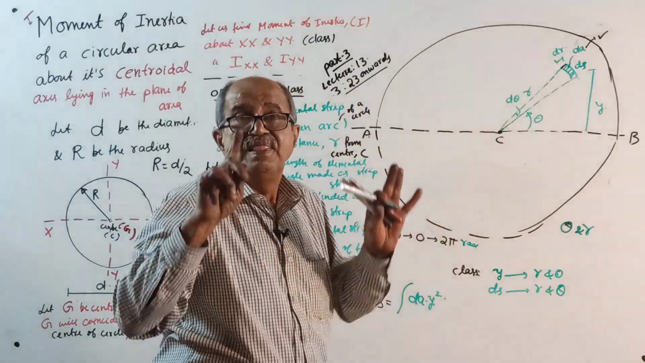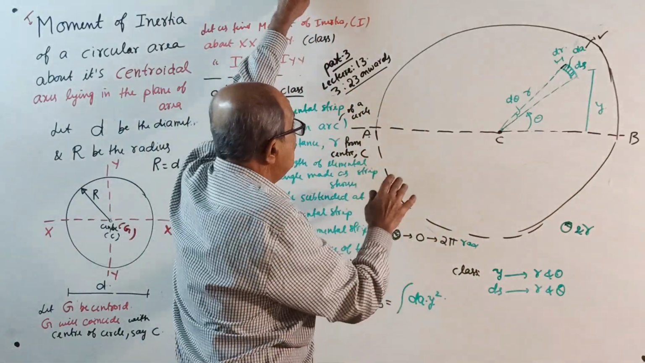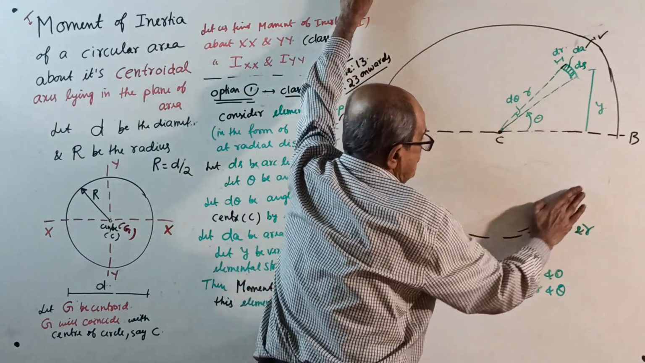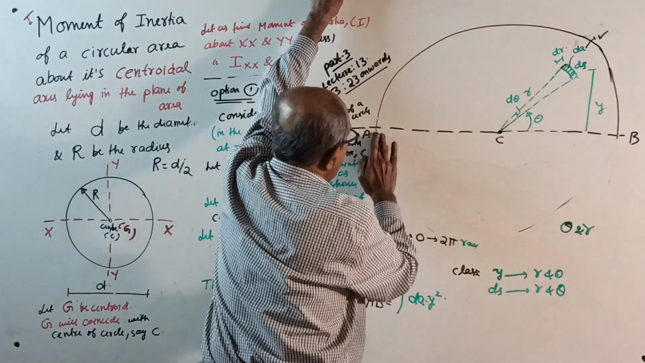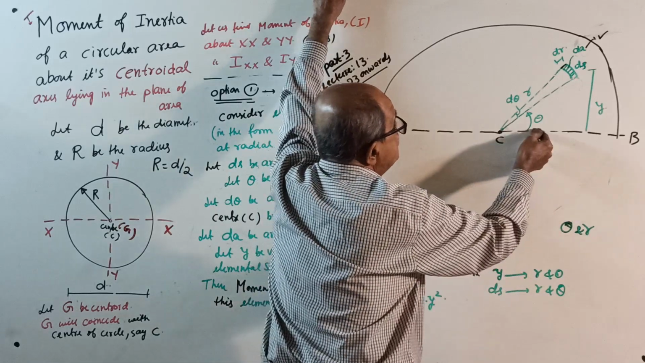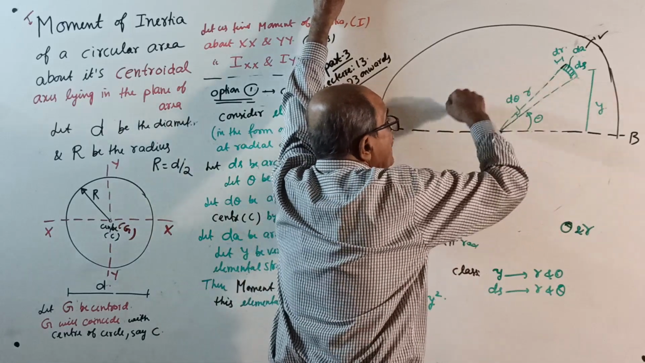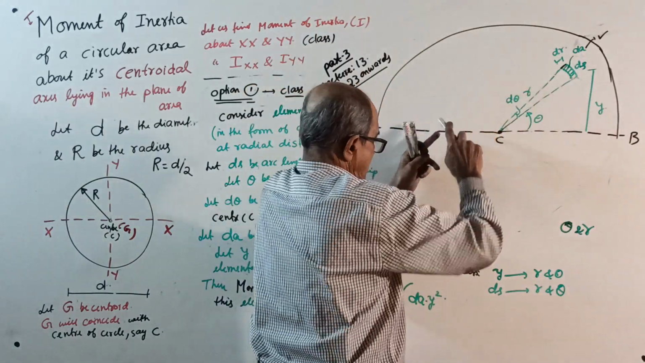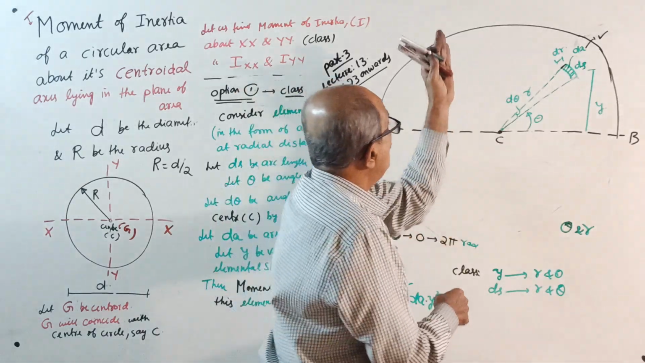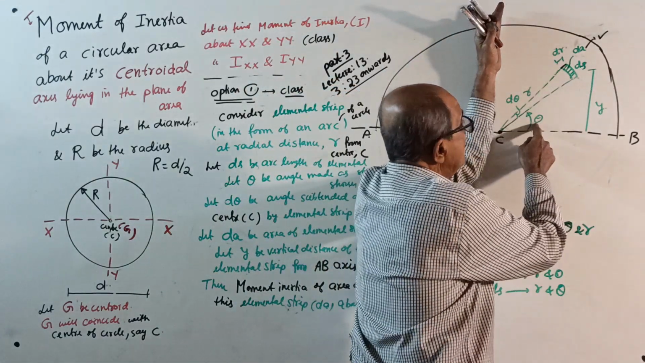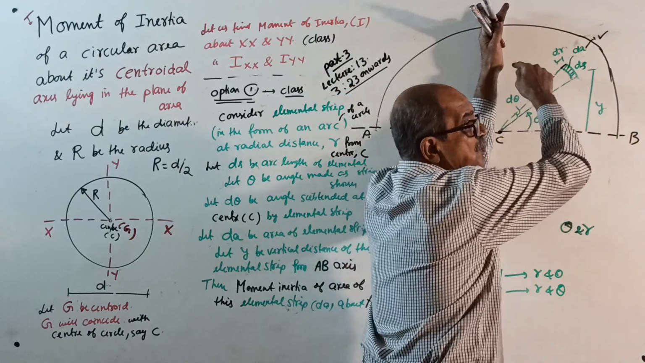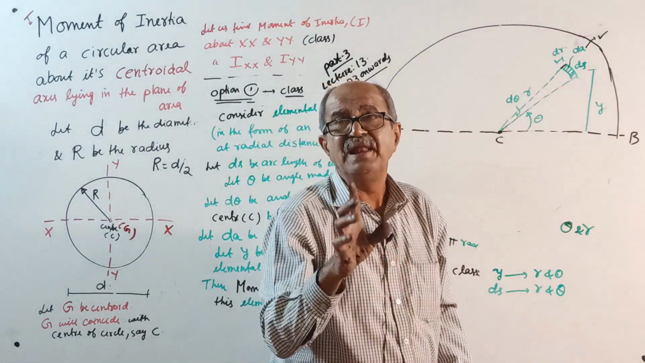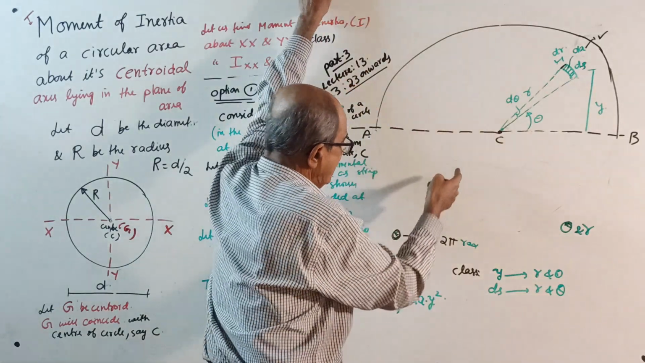Little later, when I go to semicircle, now I will remove this one. Circle is 0 to 2 pi. When I do semicircle, the variation of theta is 0 to pi radians. And when I take quadrant of a circle, the theta variation is 0 to pi by 2. That all I will explain later. That's why I wrote it a second time.